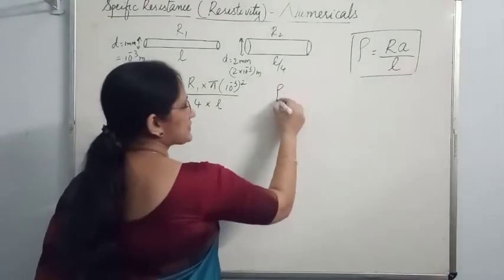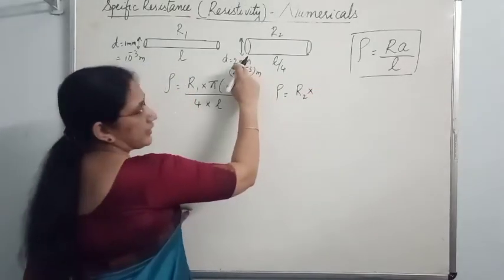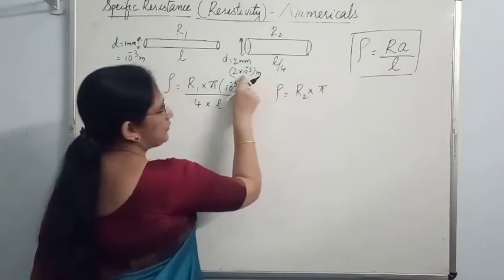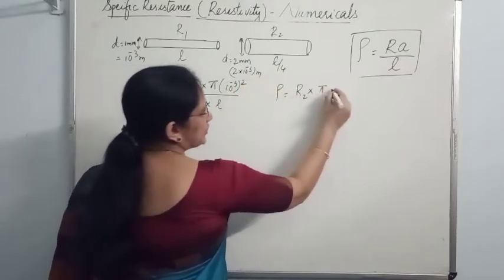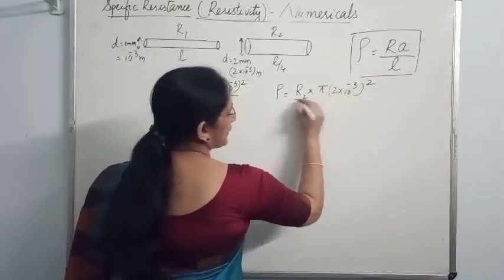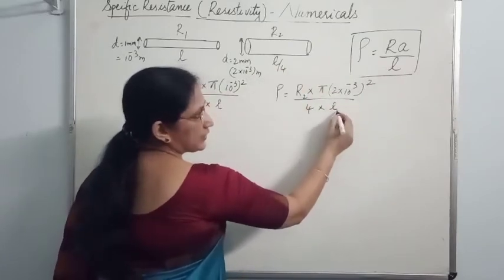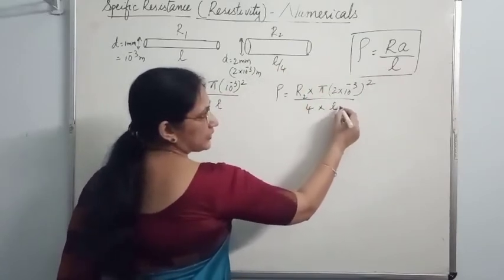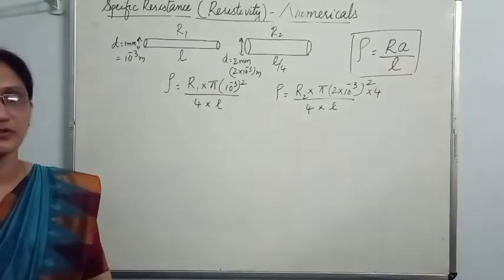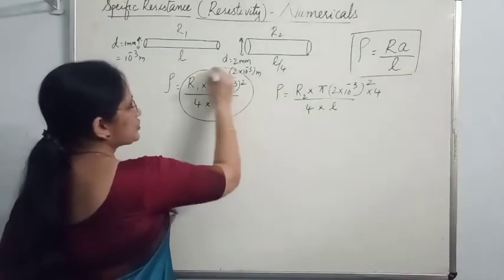Second piece specific resistance is equal to R2 into A, means area of cross section, that is pi d square by 4. This is d, 2 into 10 to the power minus 3 square, pi d square by 4 into L. L means L by 4. L by 4, this 4 will come here. So this is specific resistance of second piece of wire. Now you can equalize it. These two are equal.